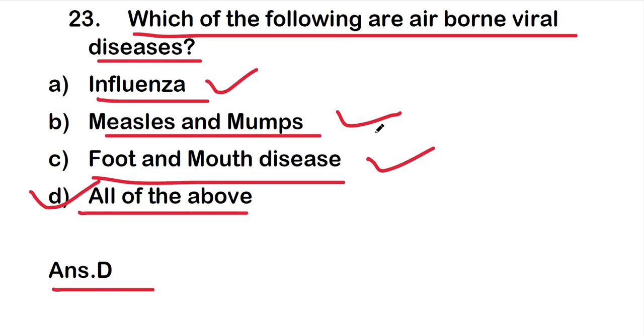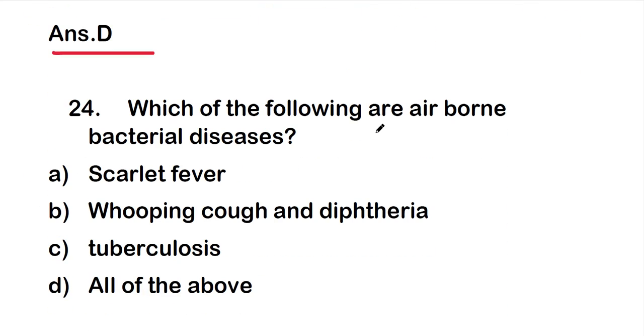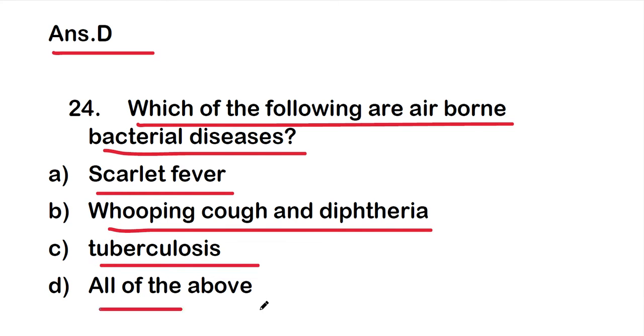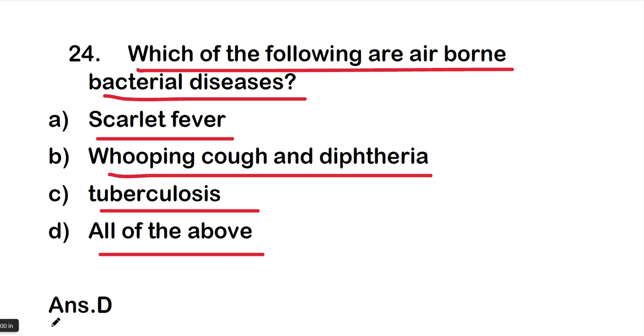Okay, so let's see what the next question is. So next question is, which of the following are airborne bacterial diseases? So the options are scarlet fever, whooping cough and diphtheria, tuberculosis, or all of the above. And the right answer is option D, it is all of the above. So scarlet fever, whooping cough and diphtheria and tuberculosis all are airborne bacterial diseases.